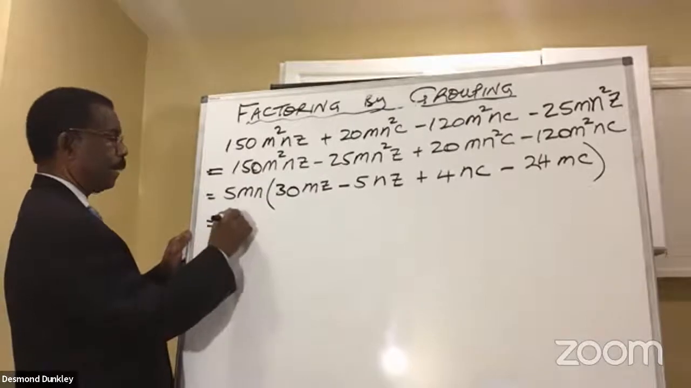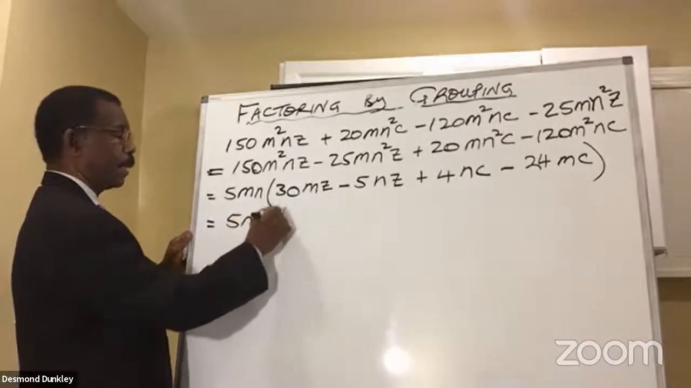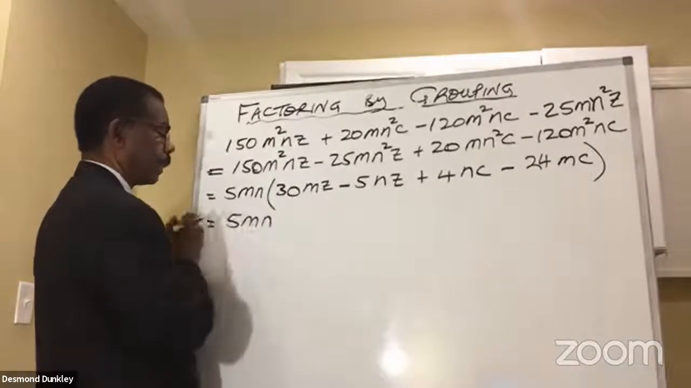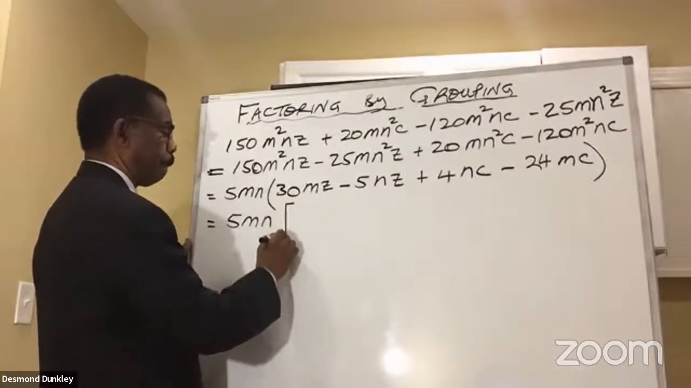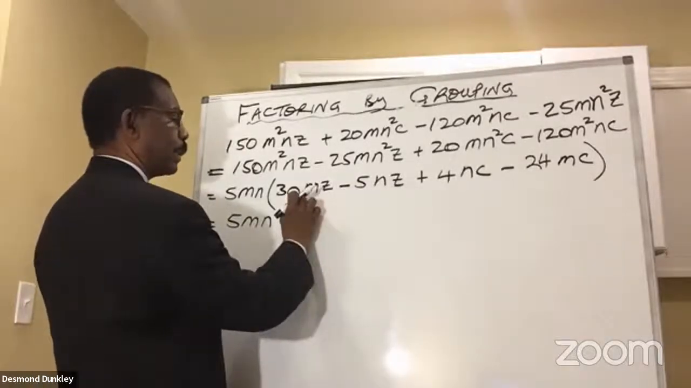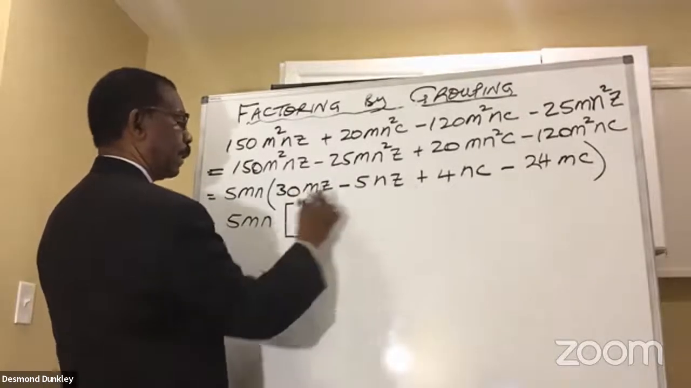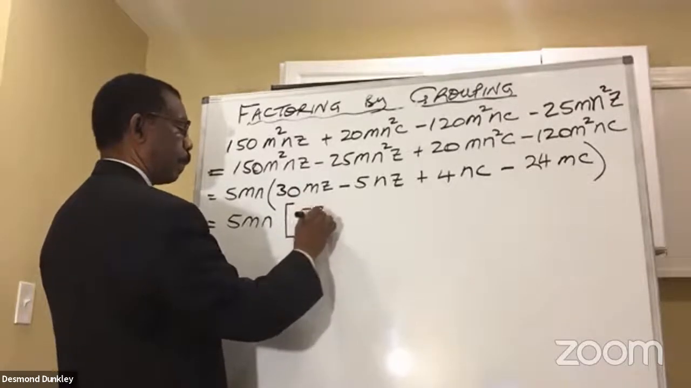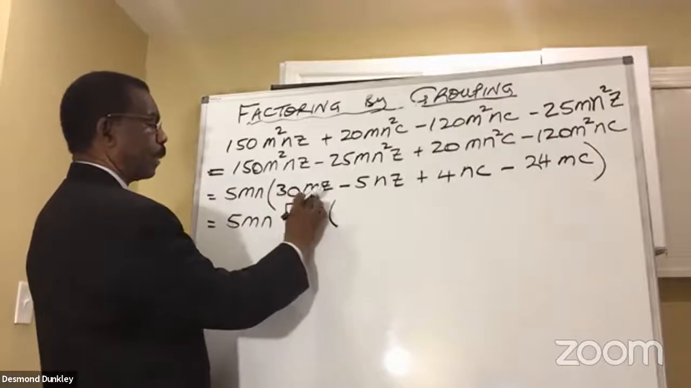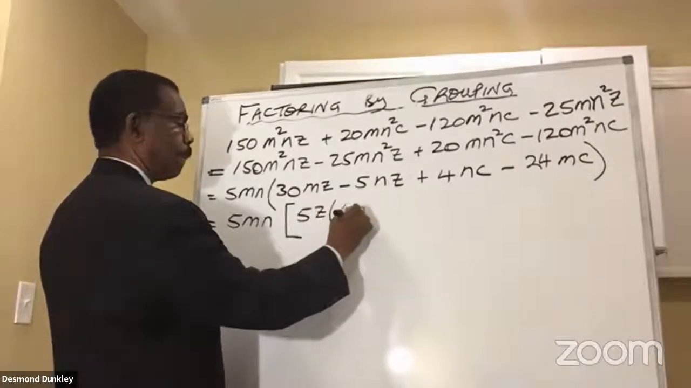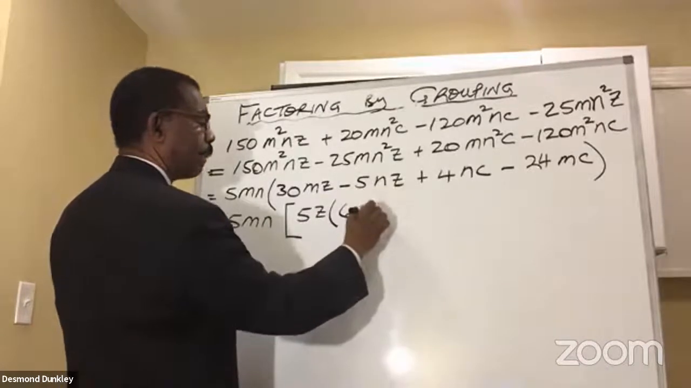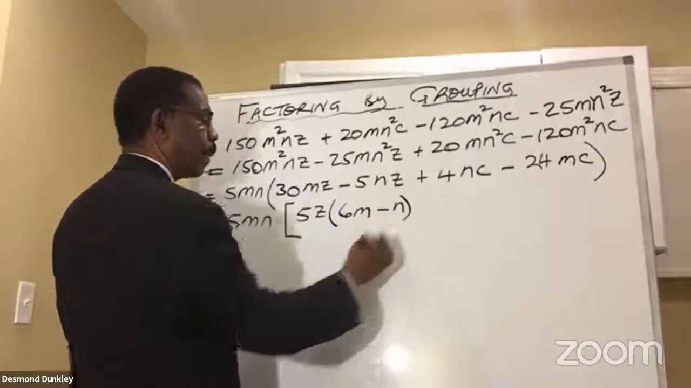Is equal to 5mn times, I'm going to use square brackets. And these two I'm grouping. So what am I going to take out of this? I'm going to take out a 5z. When I factor out a 5z, what am I left with here? I'm left with 6m. When I take out a 5z out of this, I'm left with negative n.